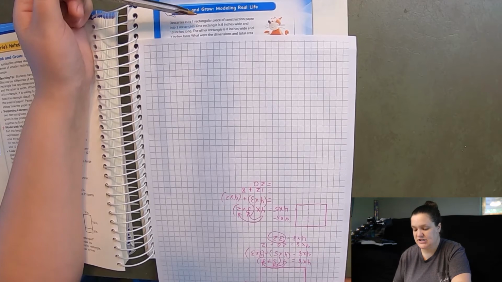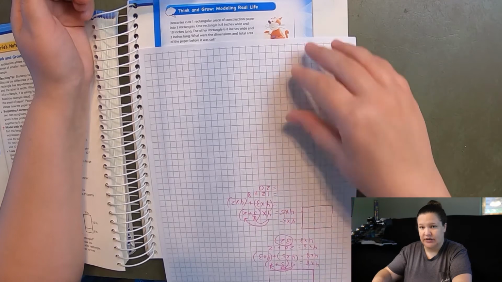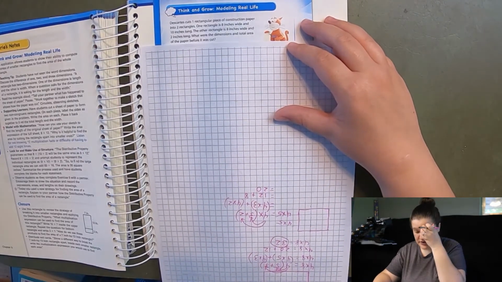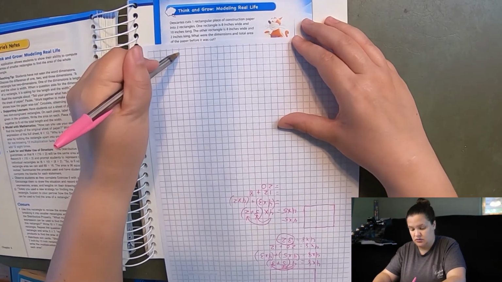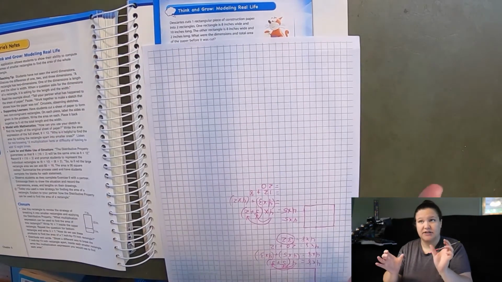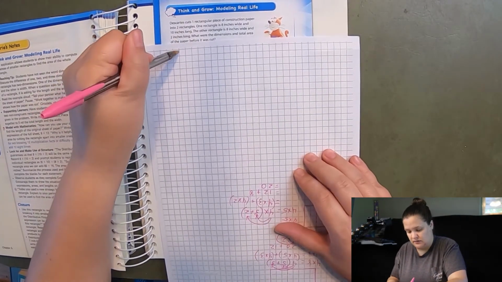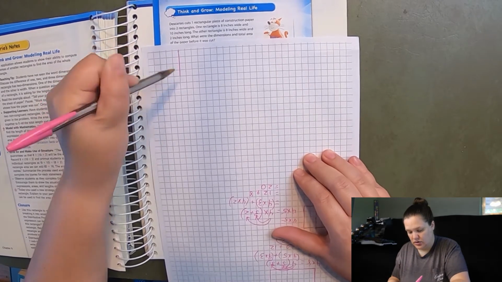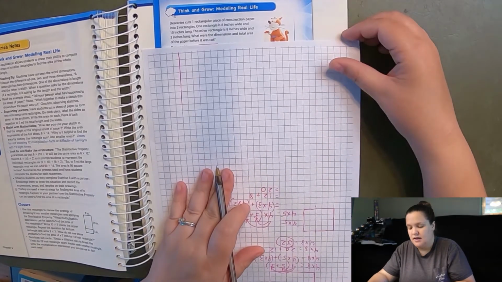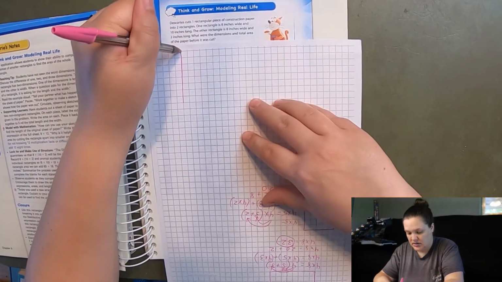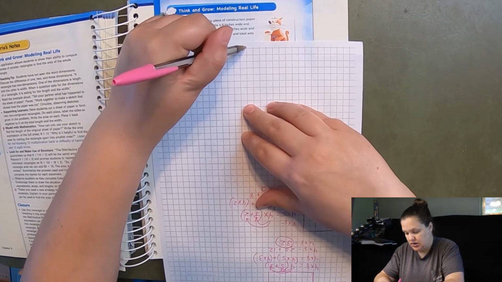One rectangle is 8 inches wide and 10 inches long. The other is 8 inches wide and 2 inches long. Okay, what are the dimensions and total area of the paper before it was cut? Okay, so we know that both sets are 8 inches wide. That's the down. Okay, so 1, 2, 3, 4, 5, 6, 7, 8. Okay. So it says one of them is 10 inches long. 1, 2, 3, 4, 5, 6, 7, 8, 9, 10.